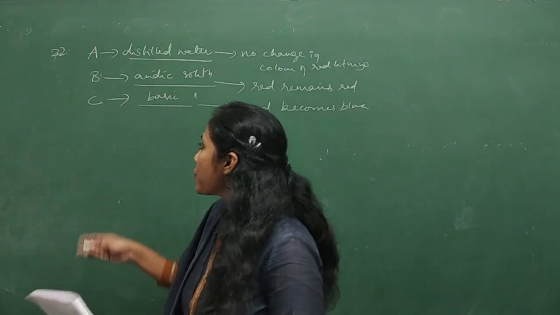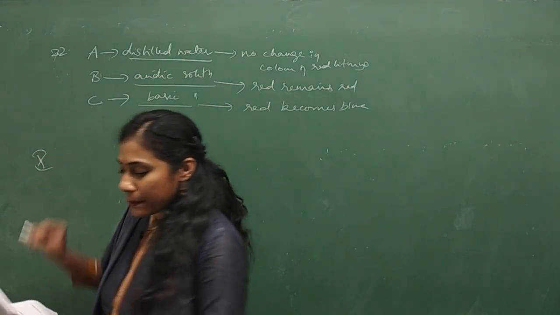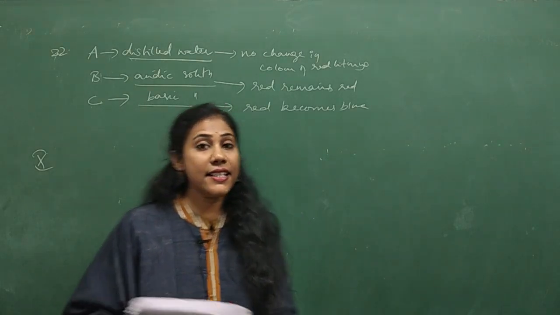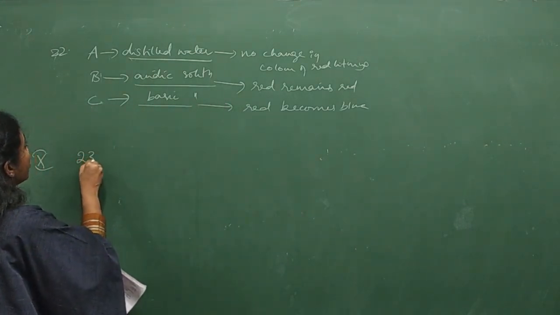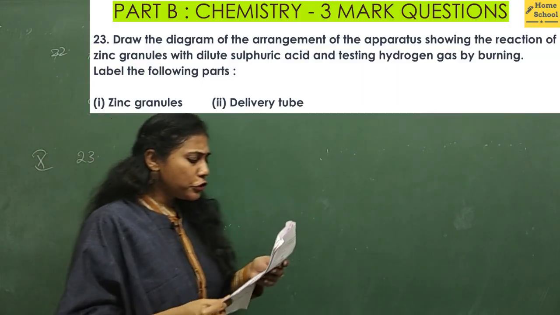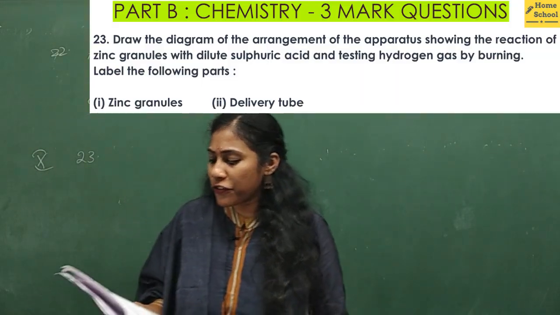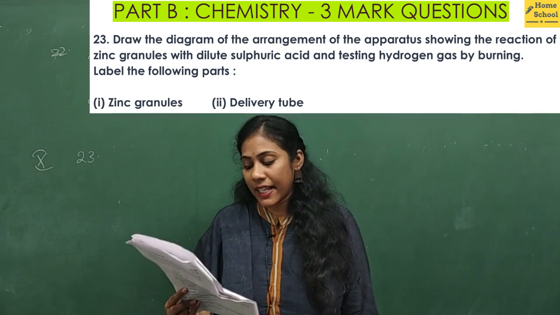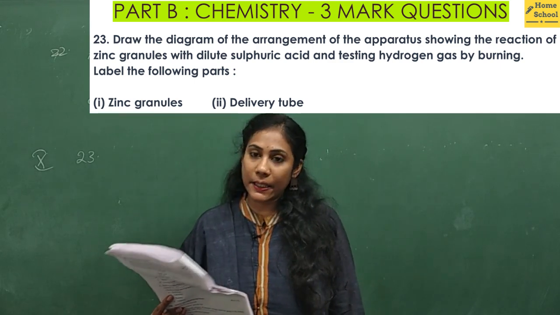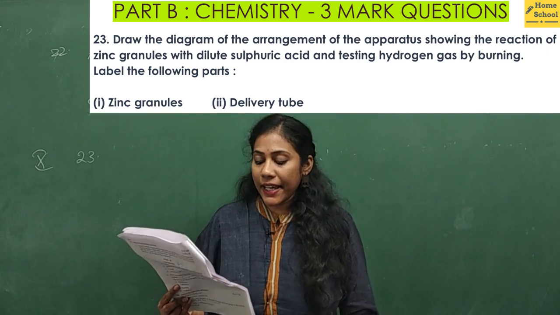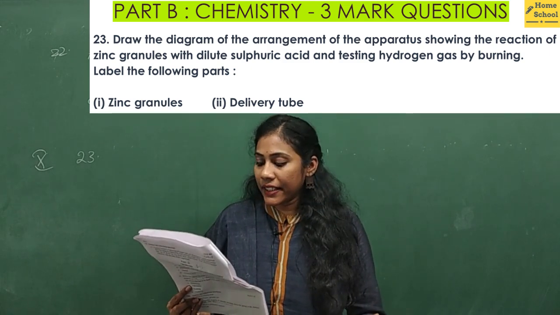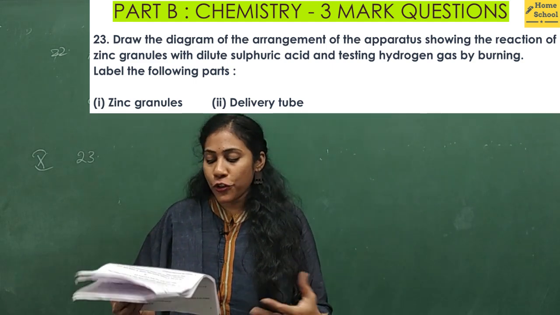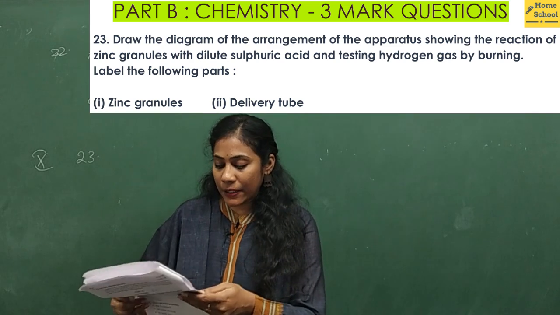And now let us go back to the 10th main. There are three 3-mark questions. Let us discuss question number 23 now. Draw the diagram of the arrangement of the apparatus showing the reaction of zinc granules with dilute sulphuric acid and testing the hydrogen gas by burning. Label the following parts: zinc granules and delivery tube. Very easy diagram that you will come across in the chapter called acids, bases and salts. You just have to refer to the textbook for the diagram.